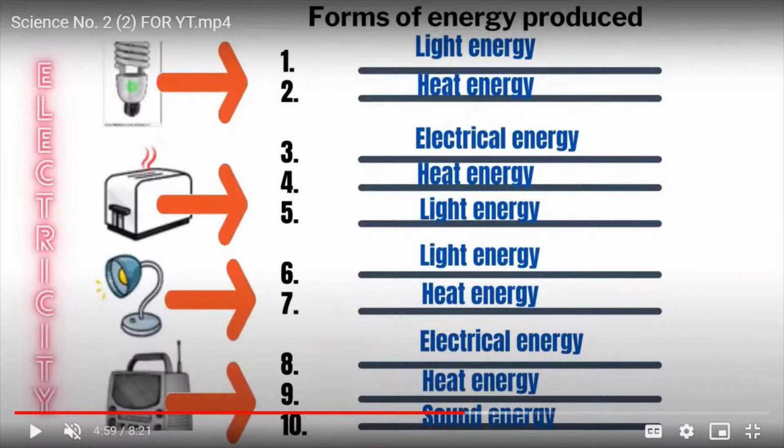And then we have the electrical energy, heat energy, and light energy being produced from an oven toaster. Light energy, heat energy, meanwhile, are the answers in items 6 to 7, being produced by a lampshade. And for items 8, 9, and 10, electrical energy, heat energy, and sound energy are being produced from a radio. Did you get it right? Grade 6? Good job.